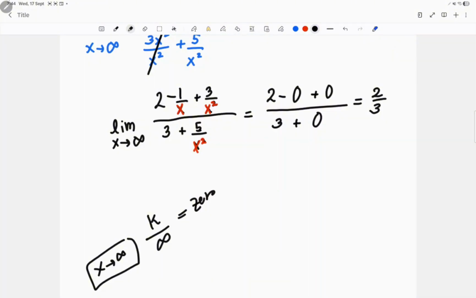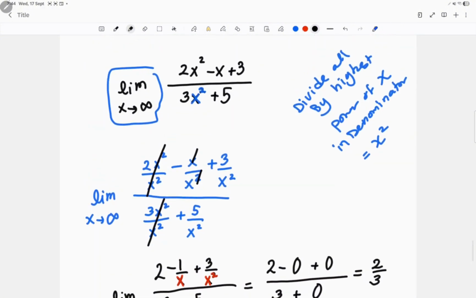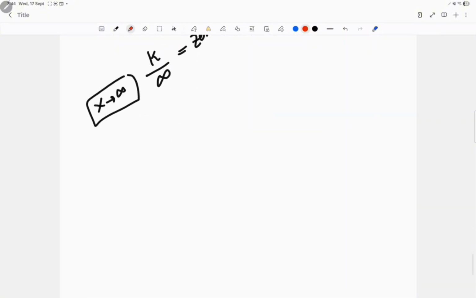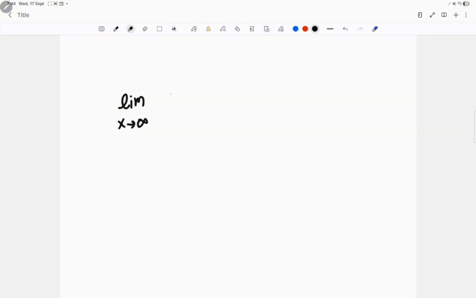And by the way, this rule applies because the top and the bottom were of the same highest power. Now, let's see what happens if the top and the bottom don't have the same power. Still divide. For example, if I have the limit of x approaching infinity of 5x plus 2 over 2x cubed minus 1, again, divide every single thing by the highest power of x in the bottom of the function, which is x cubed. So divide everything by x cubed.